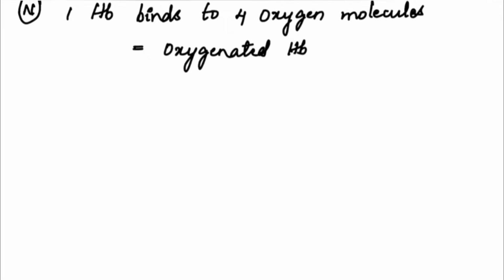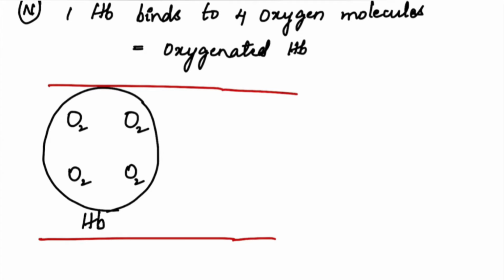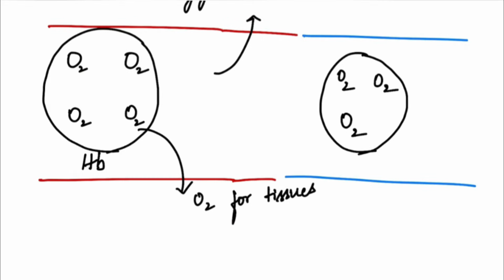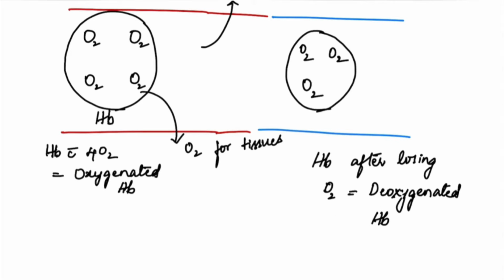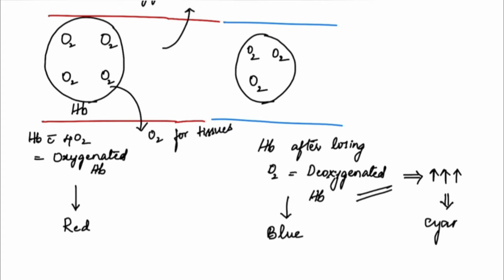Okay, so now we'll look at a picture. Suppose this is hemoglobin, it binds to 4 molecules of oxygen, and this circulates in the arterial circulation. And when the oxygen is given to the tissues, the hemoglobin which comes out in the venous circulation will be devoid of oxygen. So hemoglobin which contains 4 oxygen molecules is known as oxygenated hemoglobin, and hemoglobin after losing oxygen is known as deoxygenated hemoglobin. Now oxygenated hemoglobin is red in color and deoxygenated hemoglobin is blue in color.